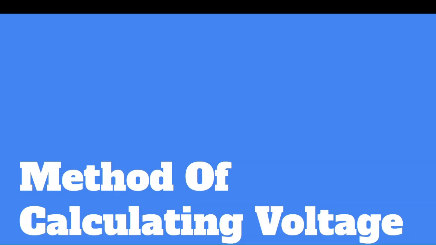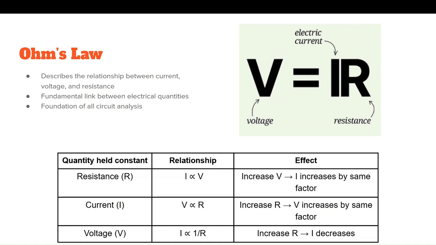Voltage. Depending on the circumstance, voltage can be calculated through the use of Ohm's law, KVL, or the voltage divider rule. Ohm's law, first of all, describes the relationship between current, voltage, and resistance, stating that voltage is directly proportional to current and resistance, assuming either one remains constant. The equation which details this relationship is simply V equals IR, as seen here.